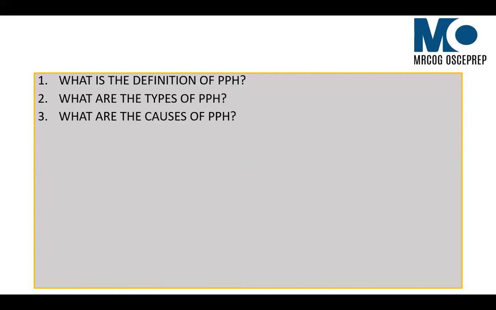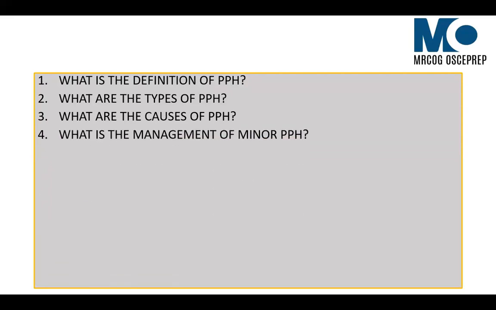What are the causes of postpartum hemorrhage? The most important cause of postpartum hemorrhage is uterine atony, and it may be due to retained product of conception. It may be due to any cervical or vaginal tear. It may be due to any coagulopathy. That's it.